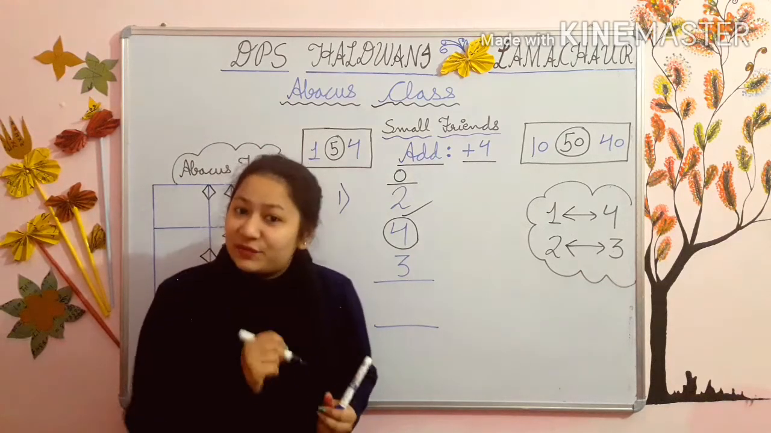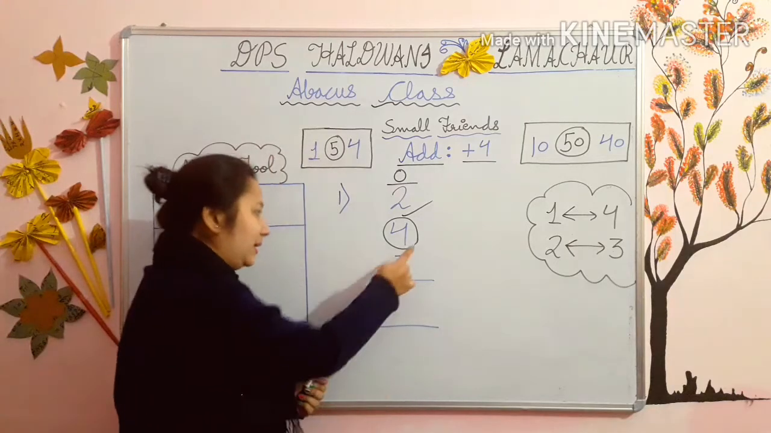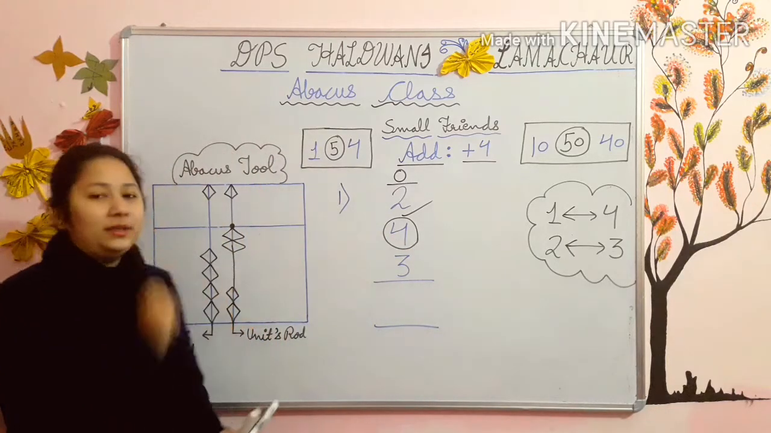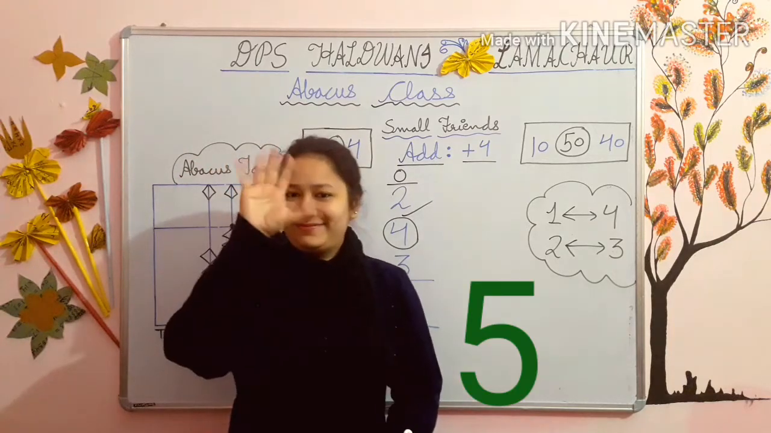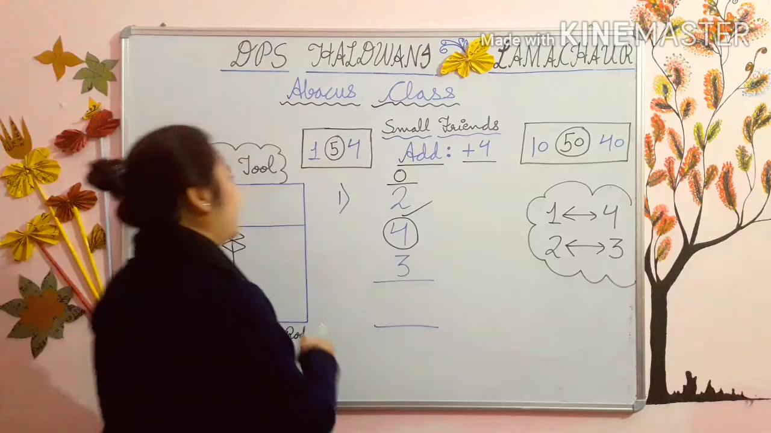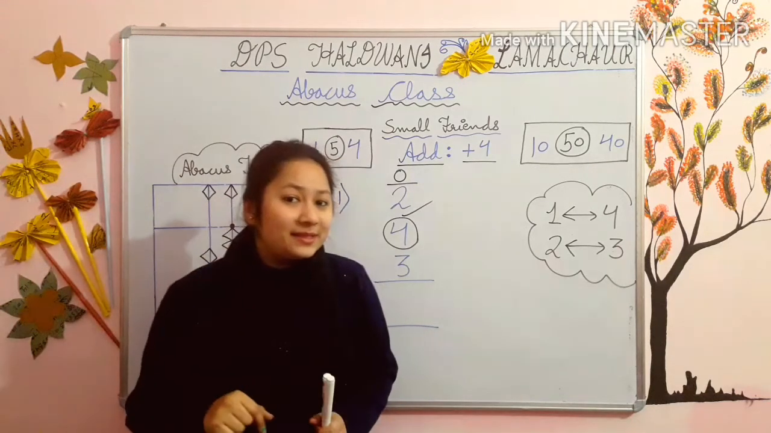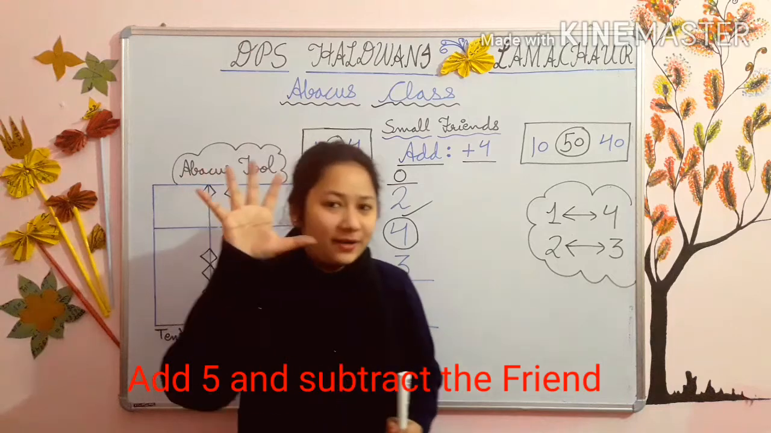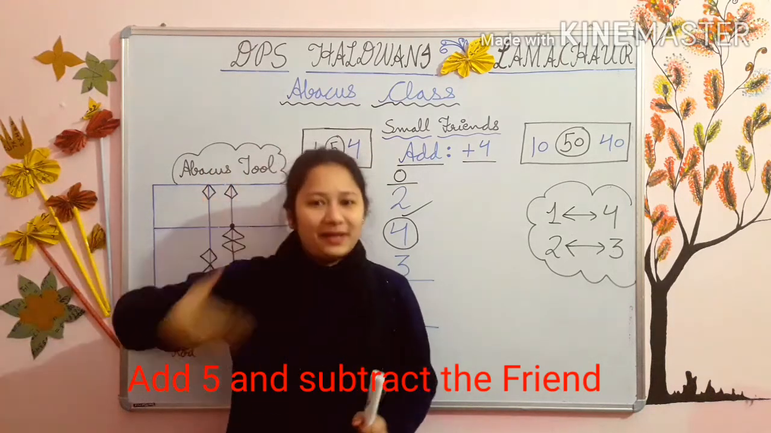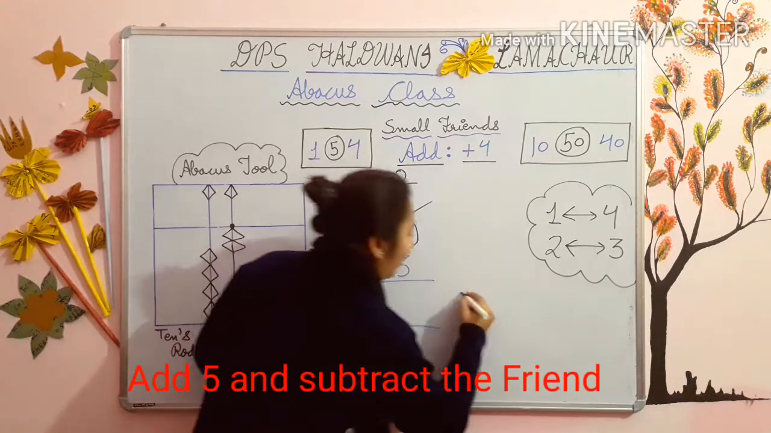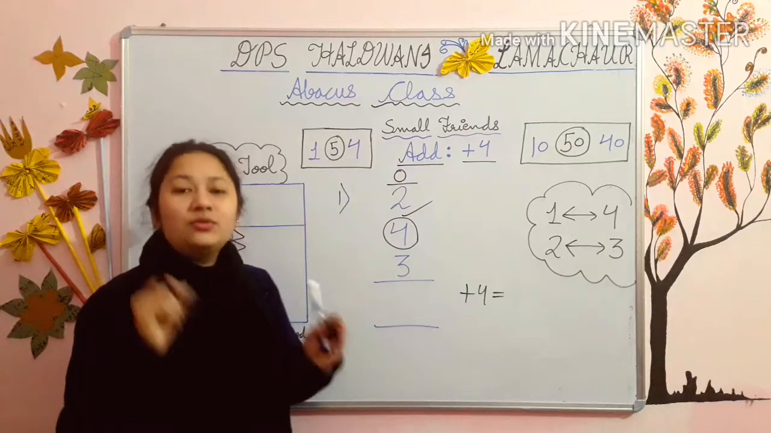So in my last video also I explained that whenever you have to add any number and the bead is not there, the first number which you will add is 5. Yes. See here 5. So what was the process? The process was add 5, subtract the friend. Add 5, subtract the friend. So here you have to add 4. But the bead is not there. So what will you do?